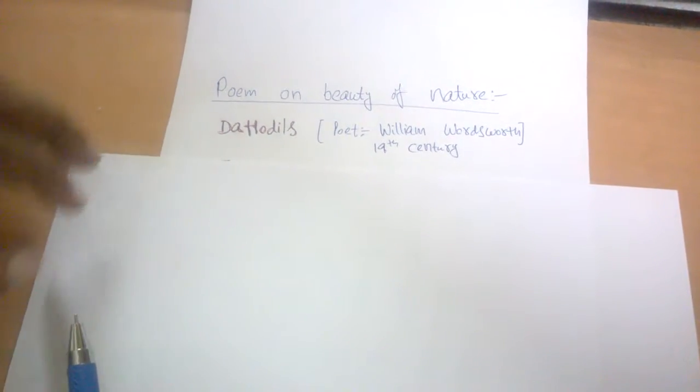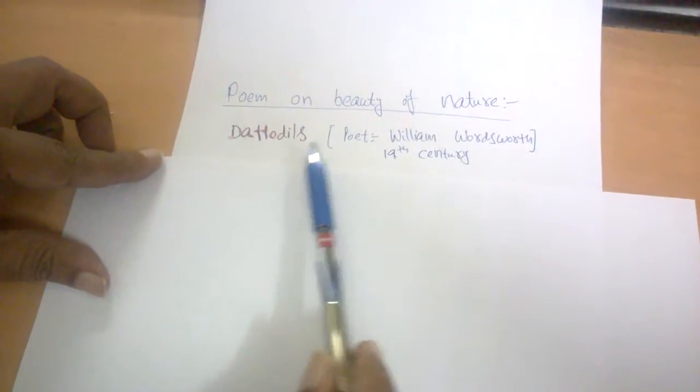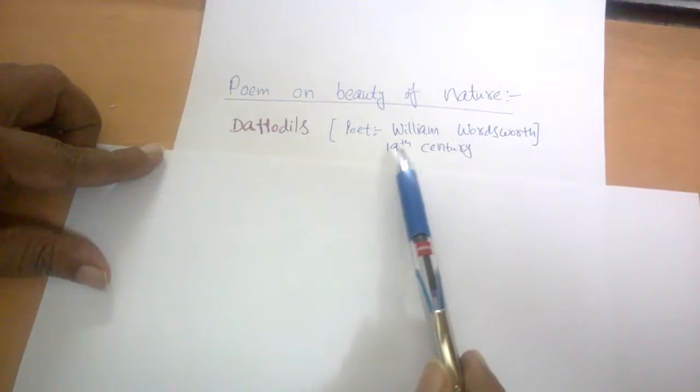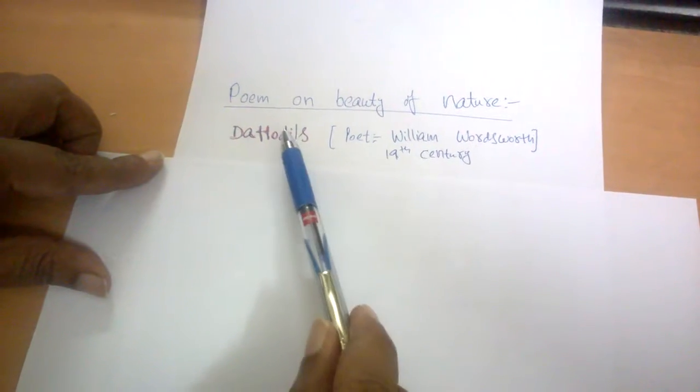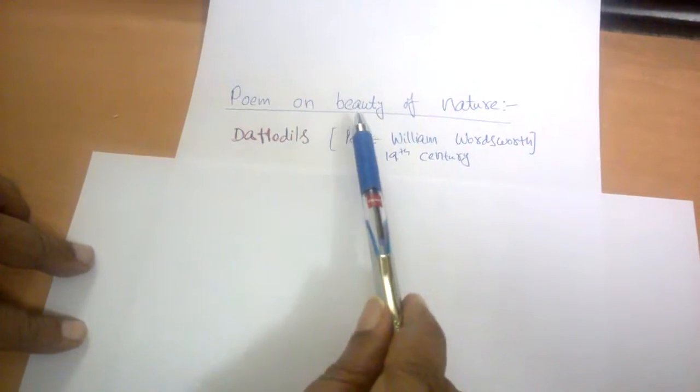What we will do is we will take a brief look at a small part of a poem called Daffodils by William Wordsworth of the 19th century. Now, this poem is on the beauty of nature.